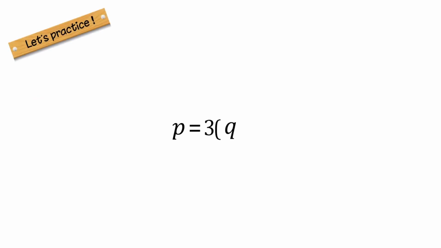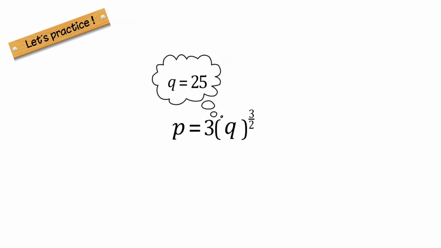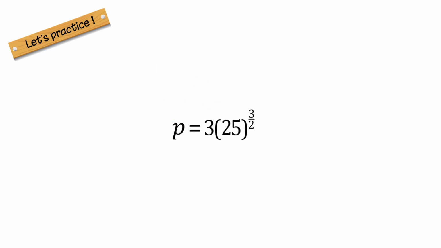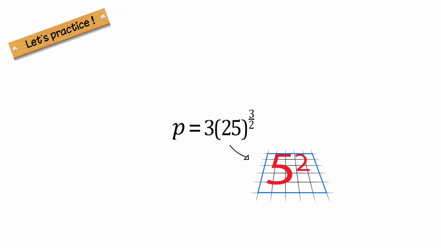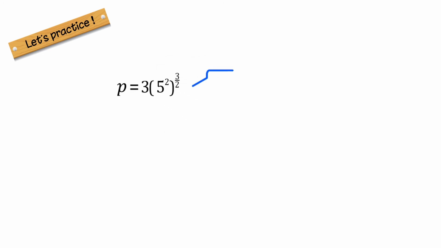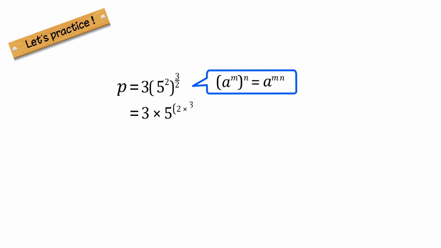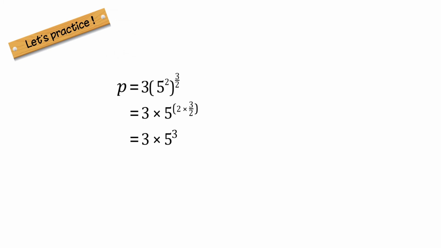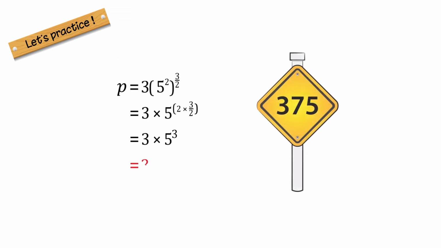Now, let's practice using a similar example. When q equals 25, what is the value of p? Similarly, we first need to substitute q equals 25 into the equation. By now, you should know that we can write 25 as 5 squared. Thus, we will have p equals 3 times 5 squared to the power of 3 over 2. Using this law of indices, we multiply the indices 2 and 3 over 2 to give us 5 cubed. Therefore, p equals 375.